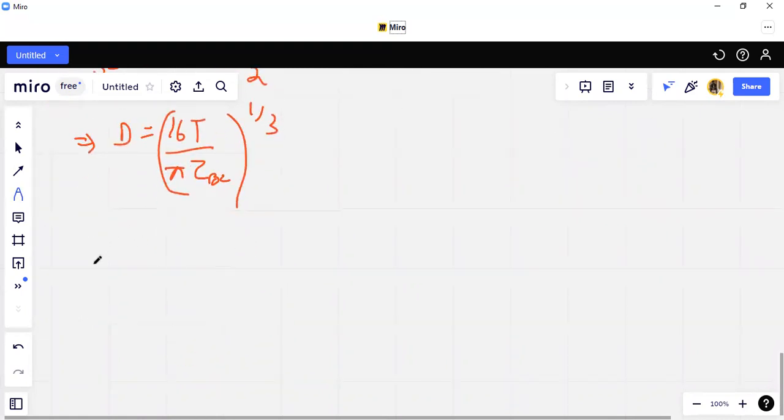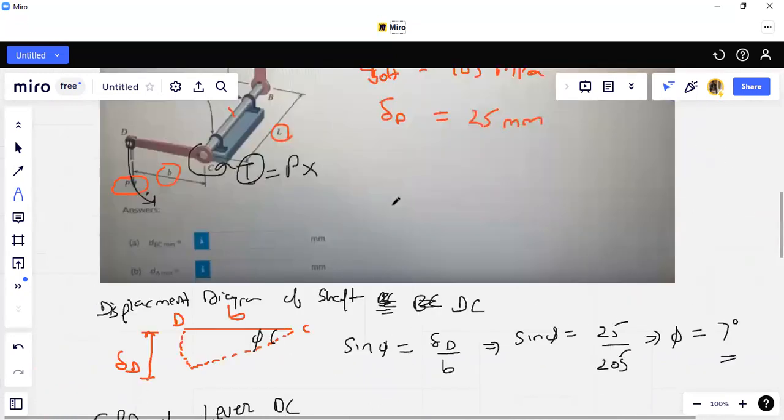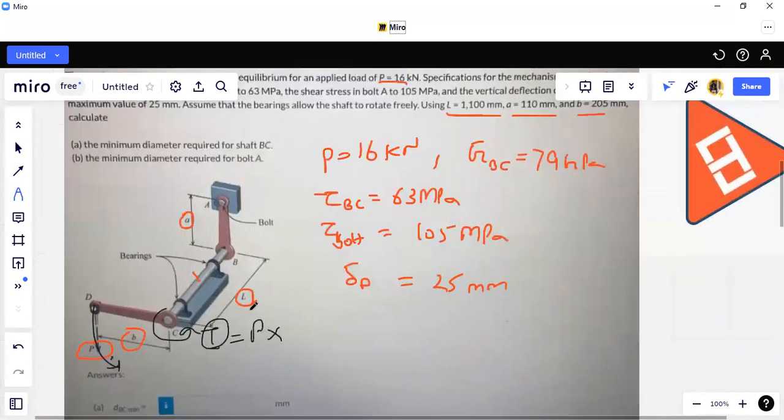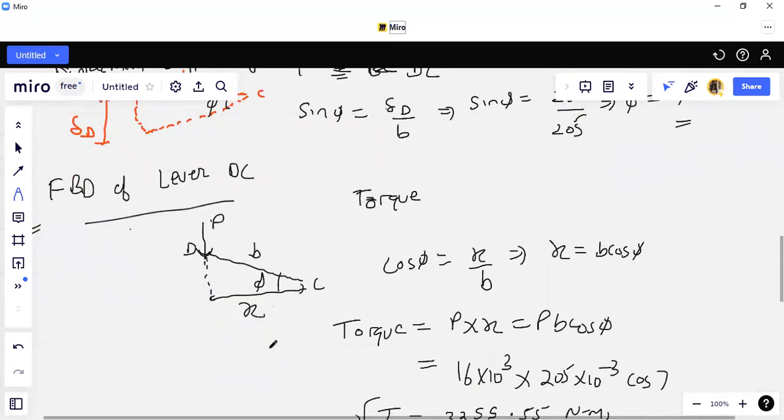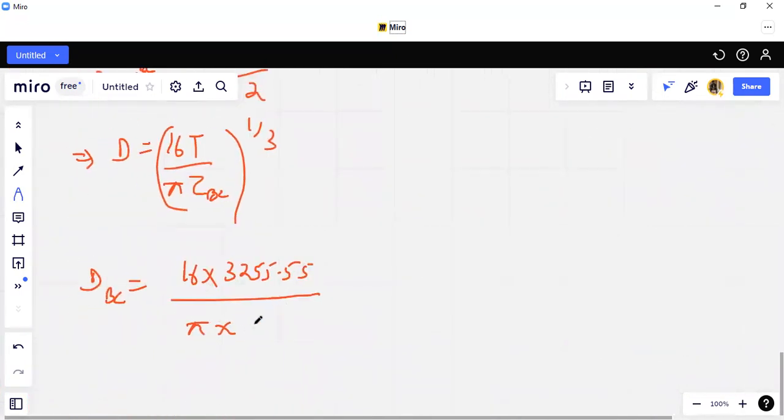If we solve this, dBC is equal to 16 multiplied by 3255.55 divided by pi multiplied by tau BC. Tau BC is 63 megapascal. This is Newton meter, okay? This is 63 megapascal. So 63 multiplied by 10 to the power 6 to convert the megapascal into pascal, whole to the power 1 by 3.